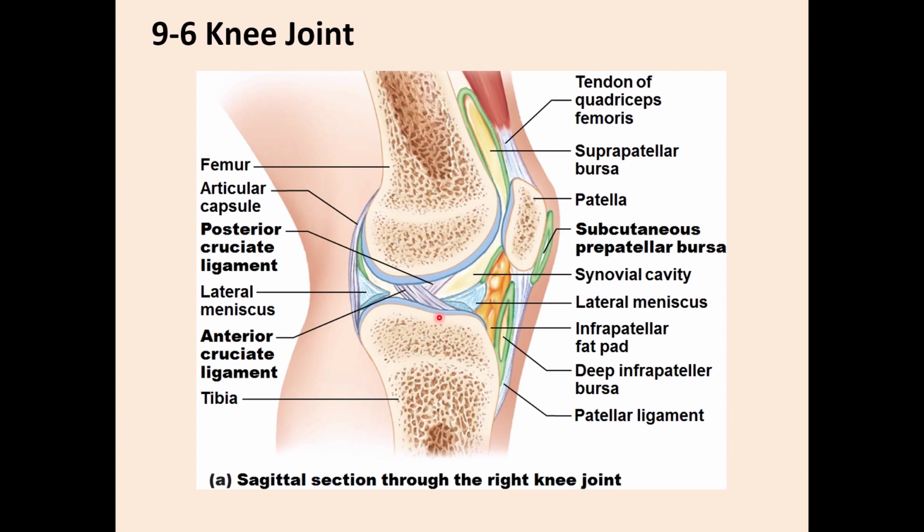One is the anterior cruciate ligament. Anterior cruciate ligament prevents movement of tibia anteriorly. So if this is damaged, tibia can move anteriorly, which is not normal. And the posterior cruciate ligament prevents movement of the tibia posteriorly. If this ligament is damaged, tibia can move posteriorly, which is not normal.